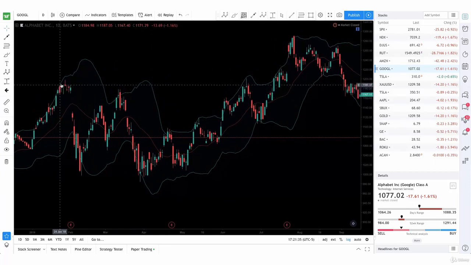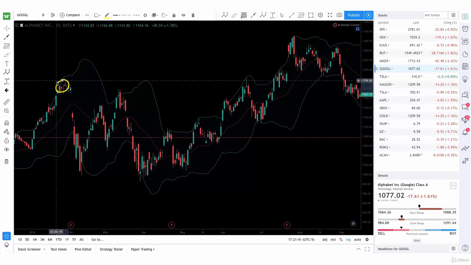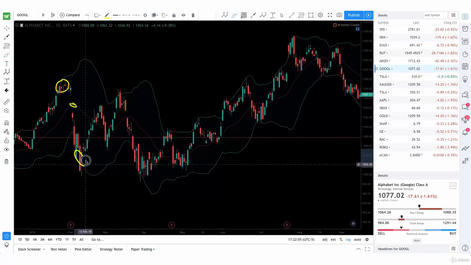Anything that gets close to the top of this line could be called a short signal or a sell signal. And what happens is that usually it just goes down to the moving average again, the 20 moving average, or it just keeps going down to the bottom of the channel, which is considered oversold. So you can either set targets for the moving average or the bottom of the channel.